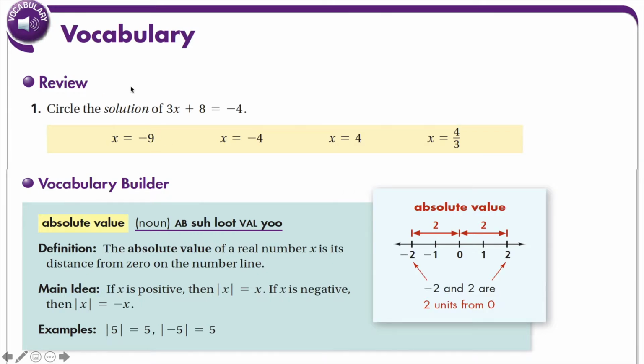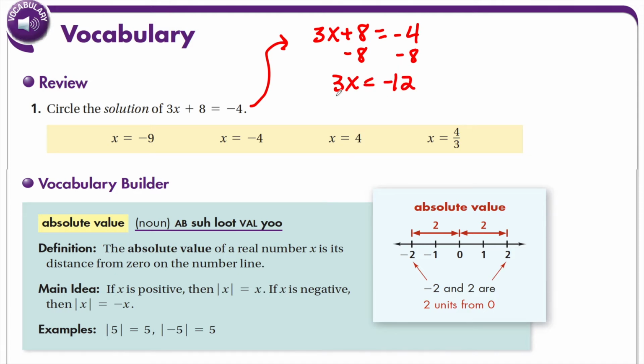So, first things first, let's do a little bit of review on vocab. We must circle the solution of 3x plus 8 equals negative 4. I'm going to subtract the 8 to the other side because, again, we're trying to get the x by itself. So we now have 3x equals negative 12. We then divide both sides by 3. We're moving everything away from that x, and we're left with x equals negative 4. So your first answer should be x equals negative 4.